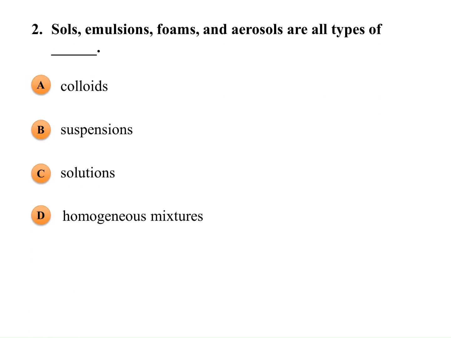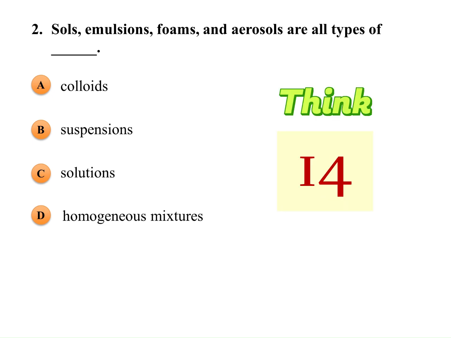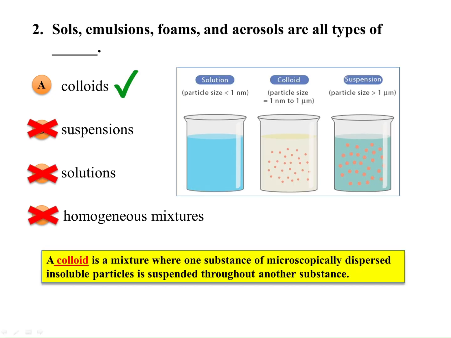Sols, emulsions, foams, and aerosols are all types of... The correct answer is A, because when the particle size is in between 1 nanometer to 1 micrometer, it's a colloid.